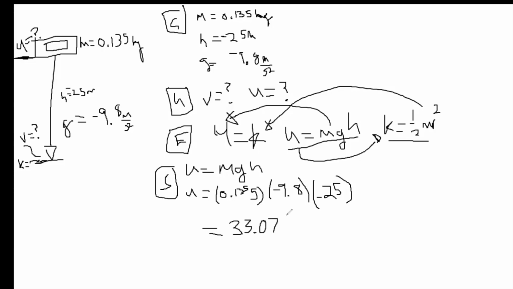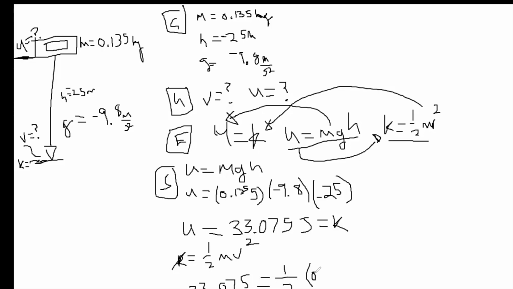33.075 joules. That is equal to U. But U is equal to K, so that is also equal to K, which means if K equals 1/2 mv squared, then I've got 33.075 equals 1/2 times half times a mass of 0.135 times V squared.